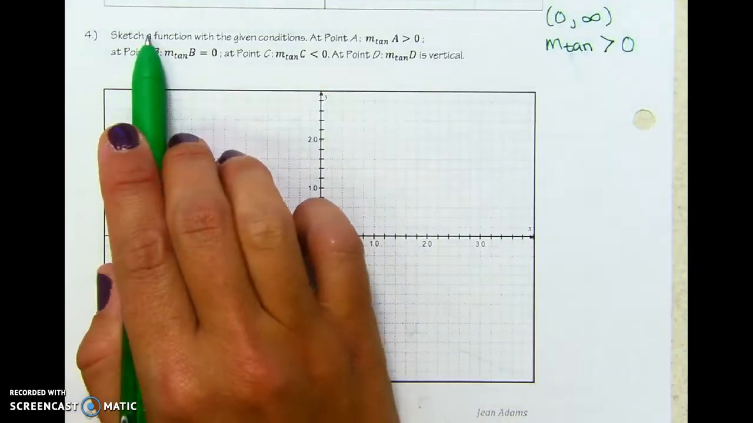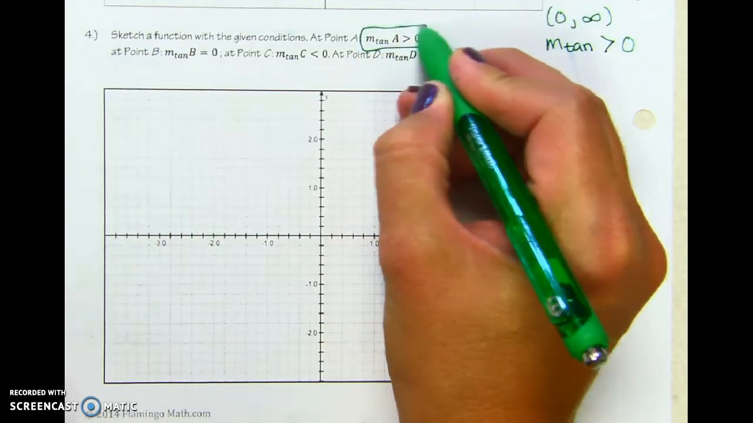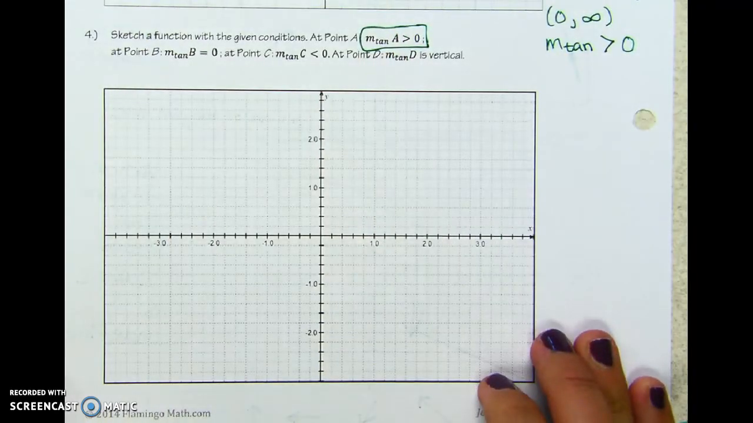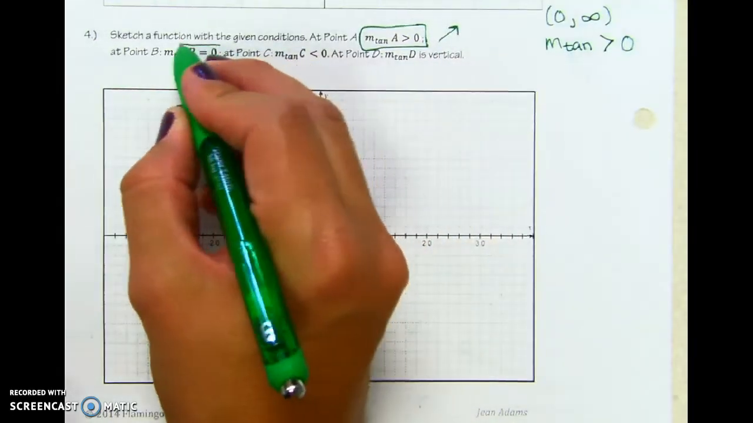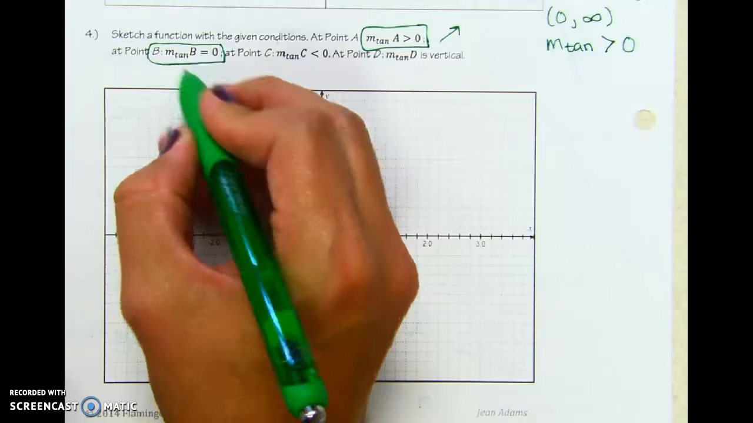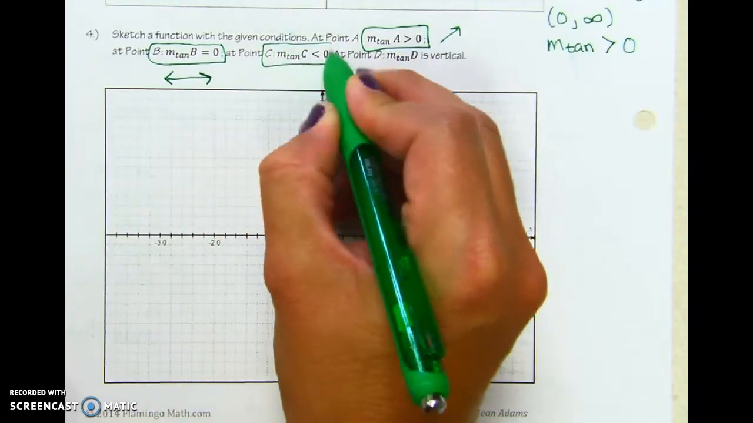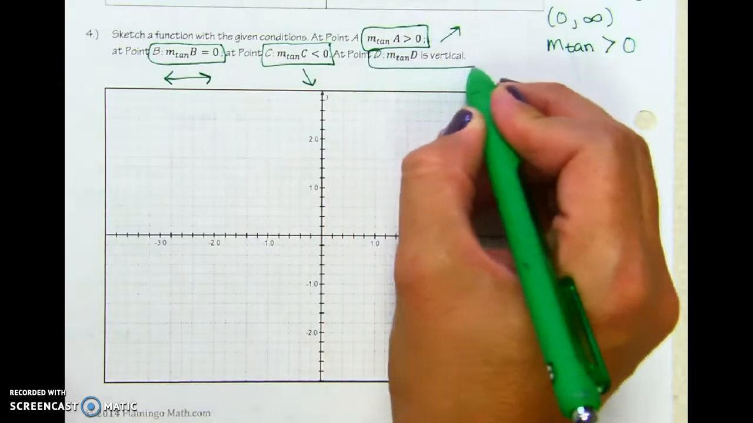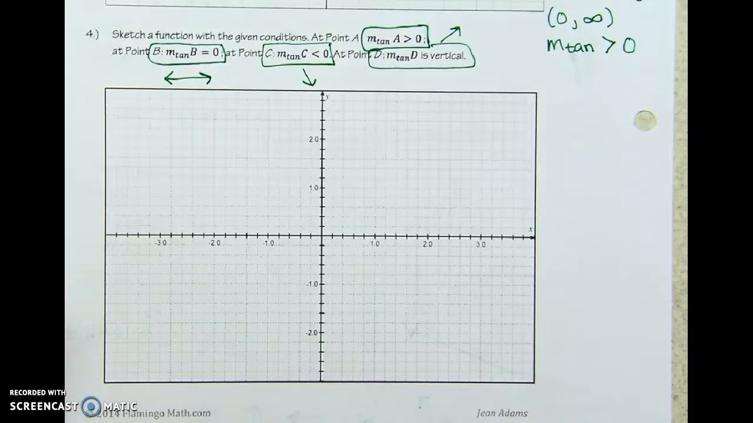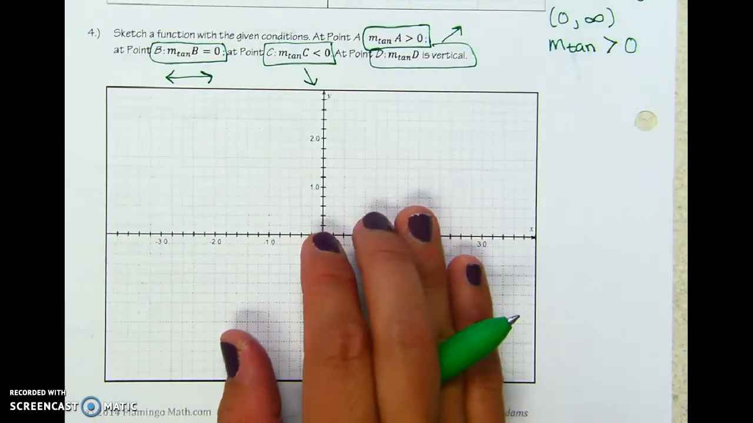Okay. Sketch your own function with A has a positive tangent line, positive sloping tangent line. Point B has a tangent line slope that's 0, and point C will have a negative. And then at point D, you have a vertical tangent line. Okay, so you get to draw your own picture there.